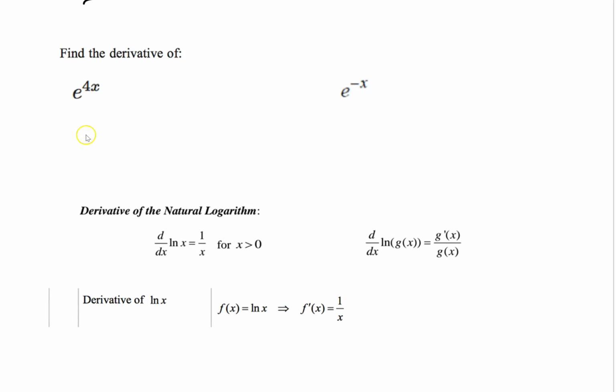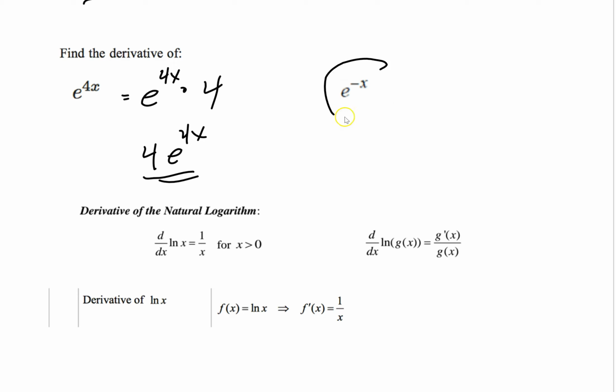So let's see here, e to the 4x. The derivative of the outside, leave the inside alone, times the derivative of the inside, 4. So this becomes 4 e to the 4x. That's it, right? Derivatives of e should still be simple. If there's something in there, it's just this little chain rule.